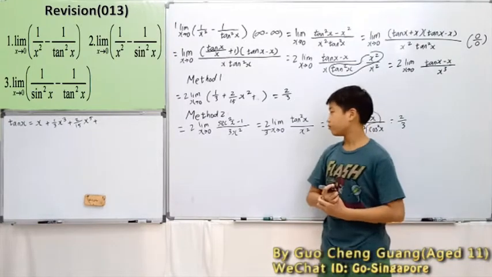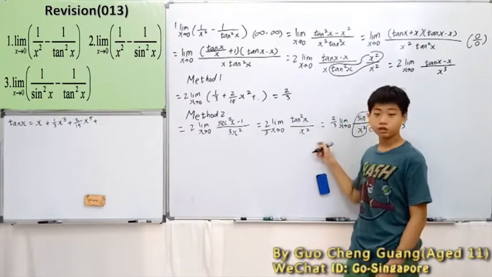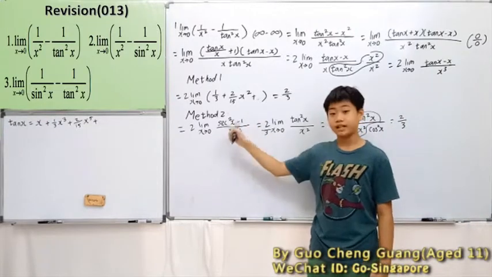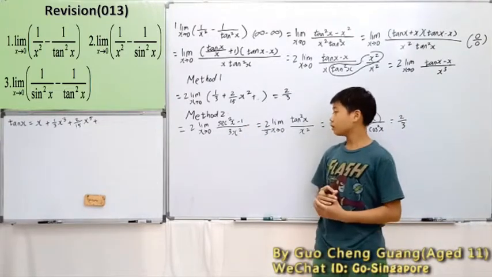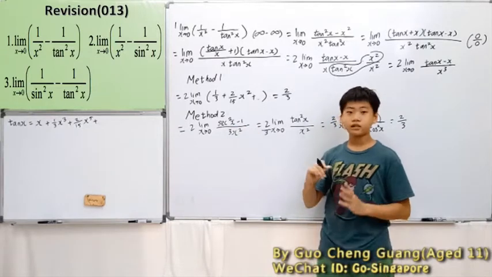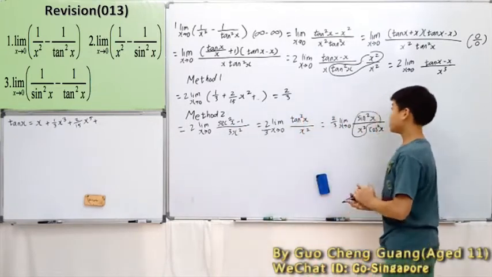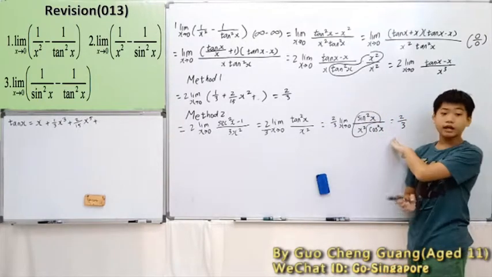But if you don't want to continue like this, you could use L'Hopital's rule again. But for this sine square x, it'll get a little bit more complicated. So these are the two methods that I use here.